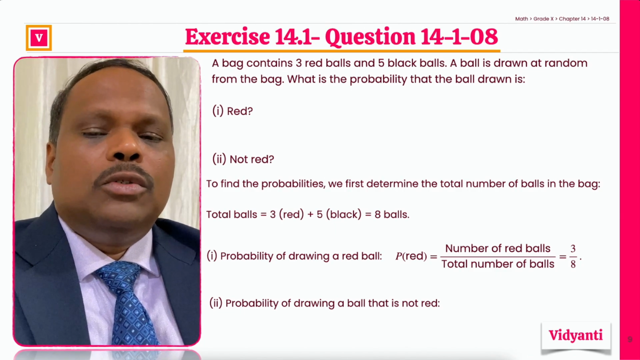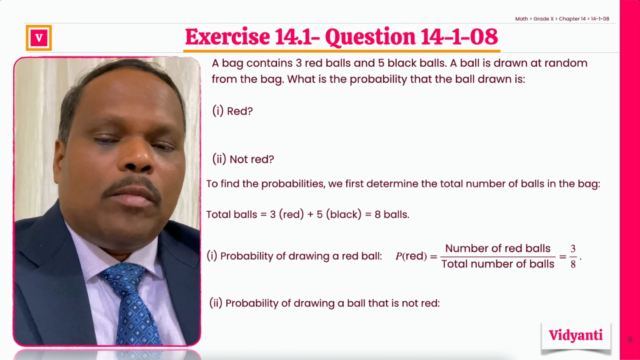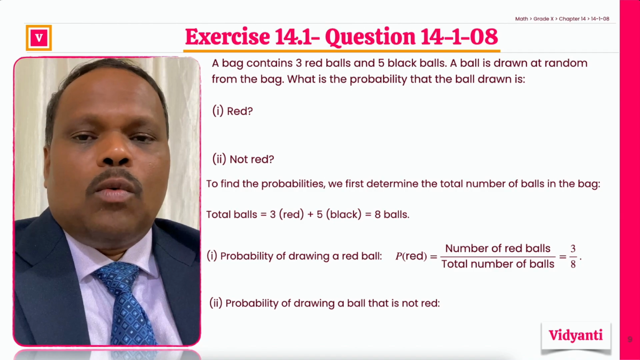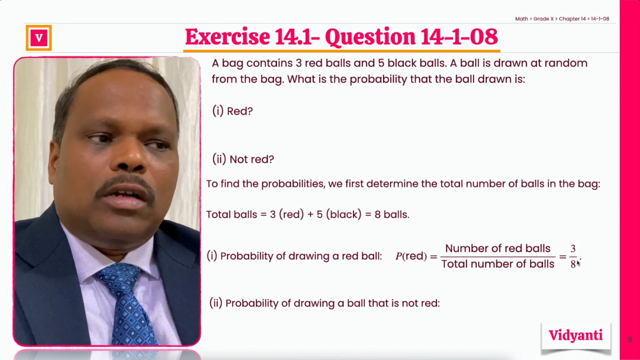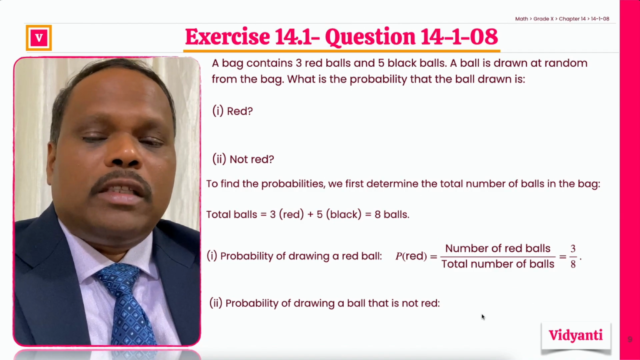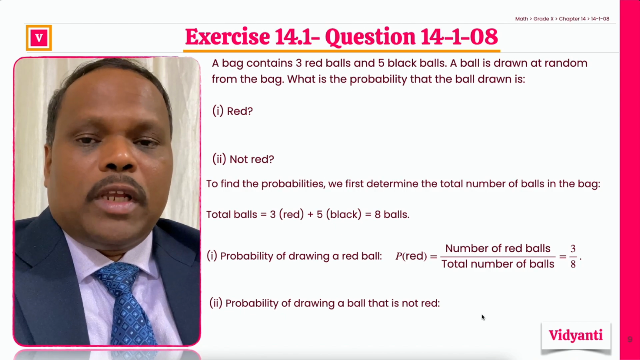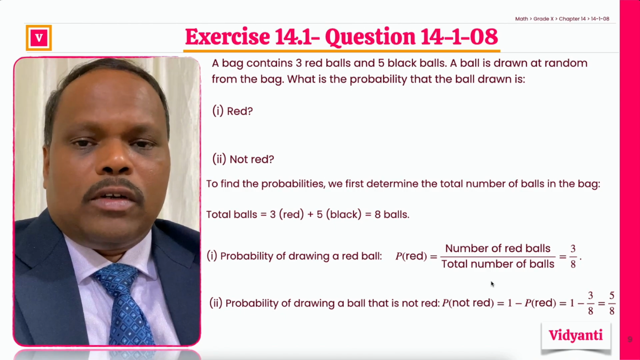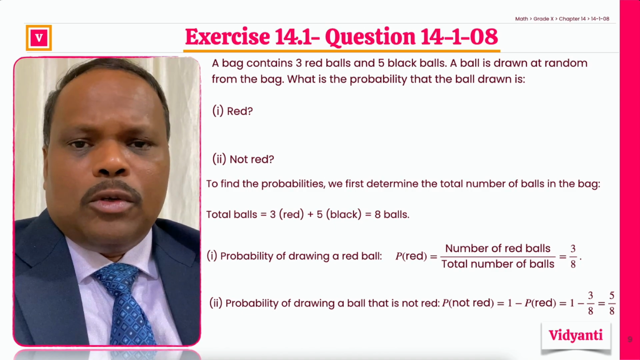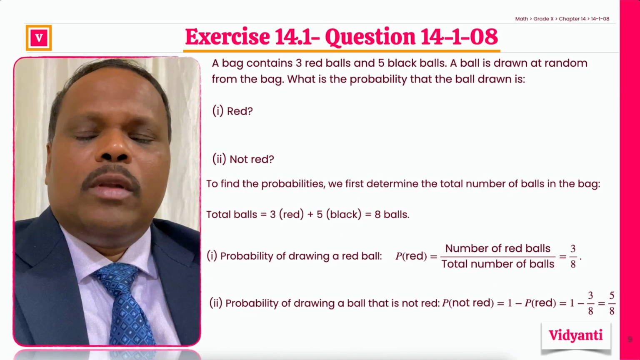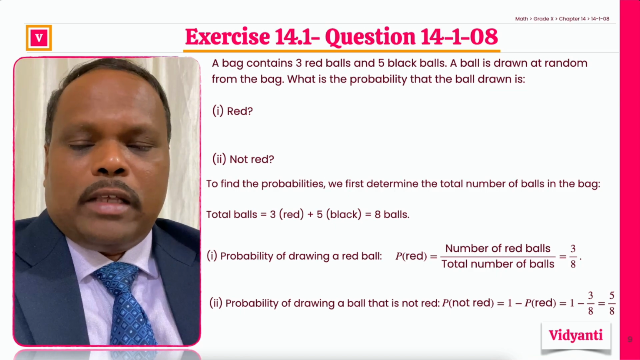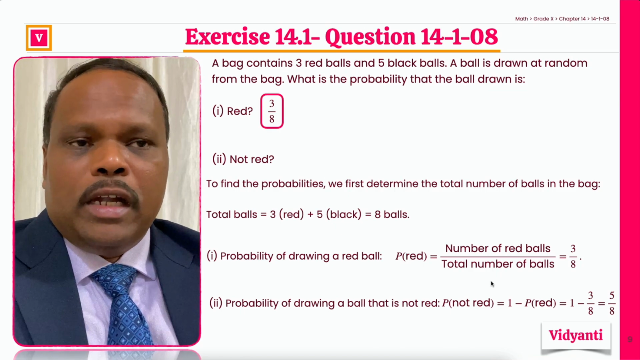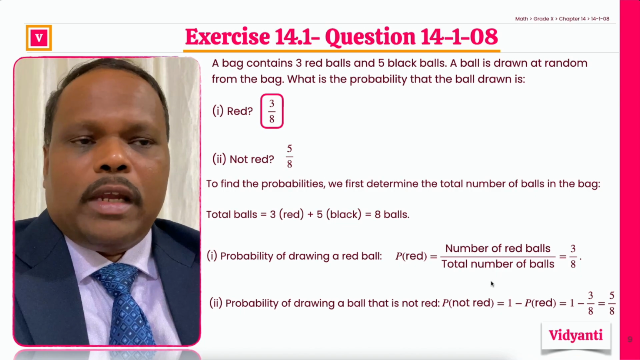Or you can use the concept of happening and not happening. Here not happening, which is not red, is 1 minus red. And red we have already calculated, so 1 minus 3 by 8. After having a common denominator, you still get an answer equal to 5 by 8. So whichever way you prefer, conceptually you will have 5 by 8 as the correct answer. So the first question is answered as 3 by 8 for red and 5 by 8 for not red.